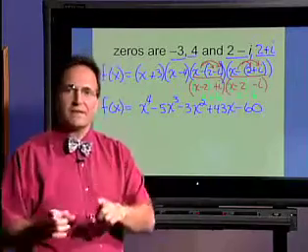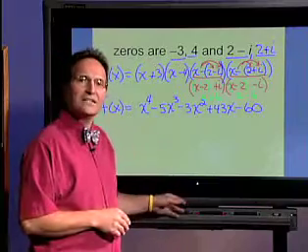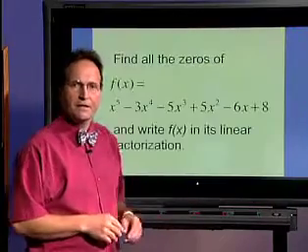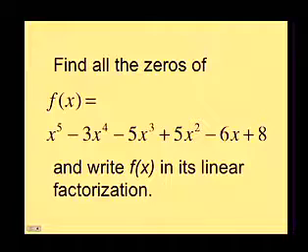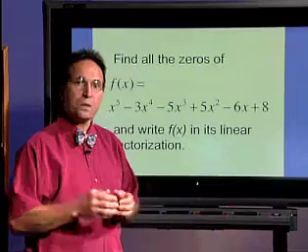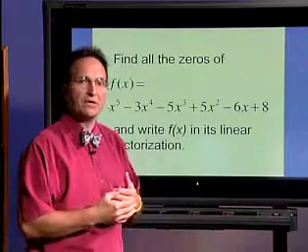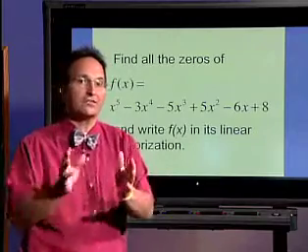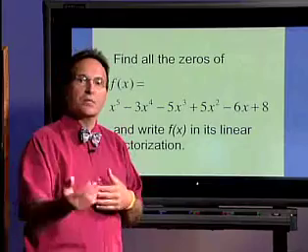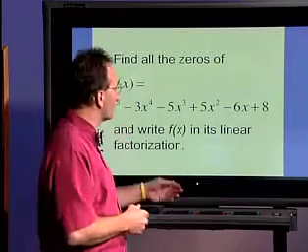Let's work a problem going the other way, which is, let's find the zeros of a function. Find all the zeros of f of x is equal to x to the 5th minus 3x to the 4th minus 5x cubed plus 5x squared minus 6x plus 8, and write f of x in its linear factorization. Well, we can use some of the materials that we've learned earlier. Let's start by graphing this so that the grapher can help us find the real roots.